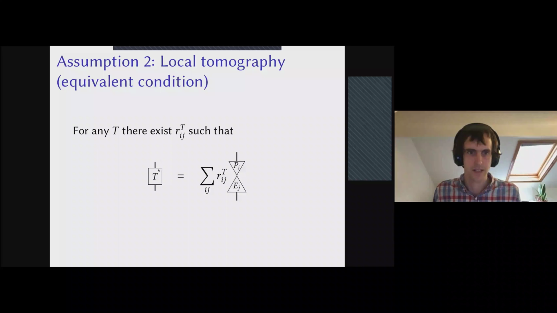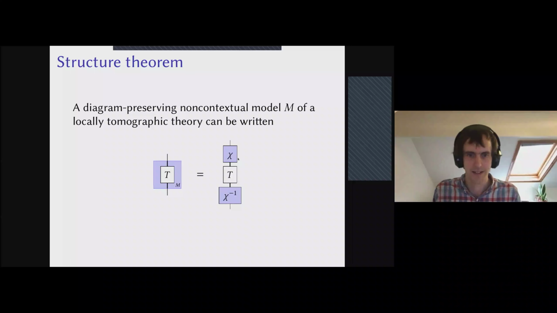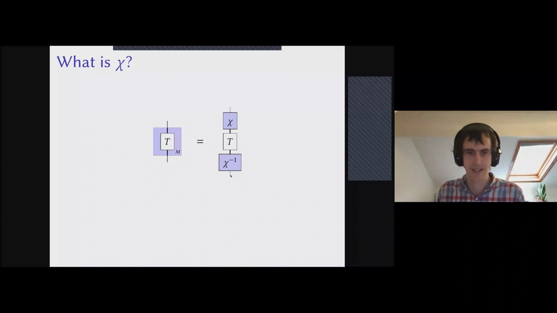Okay, so that's local tomography, and finally we can actually get to our theorem, which is that the representation of any kind of transformation in a non-contextual ontological model satisfying our assumptions can just be found by using this map chi and its inverse chi^-1. Okay, so that's a little bit confusing. So let me just spell out what this chi is.